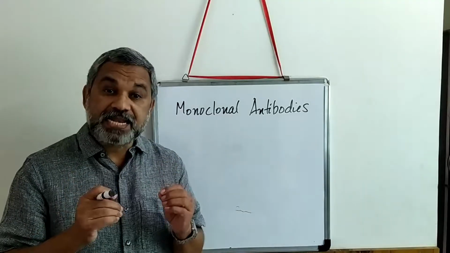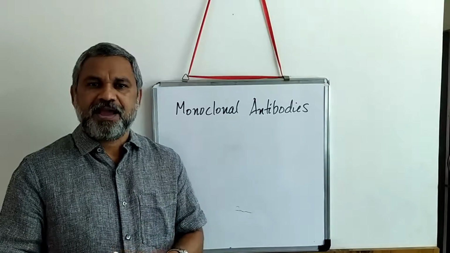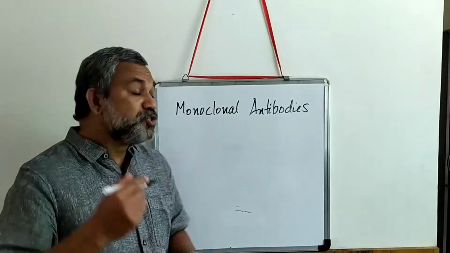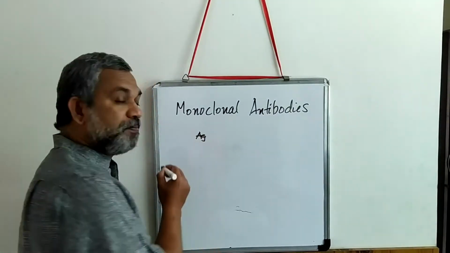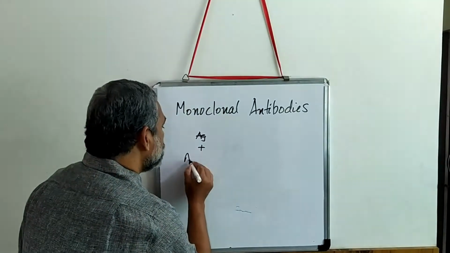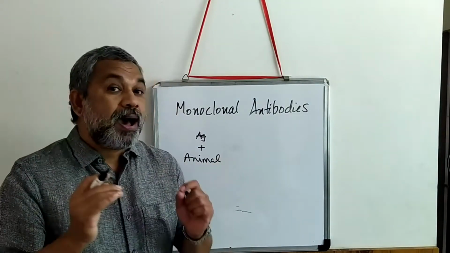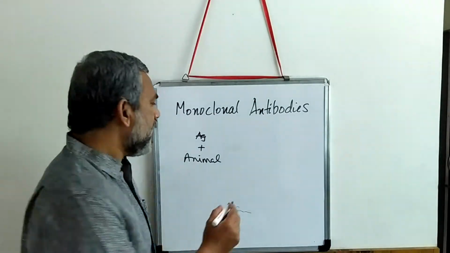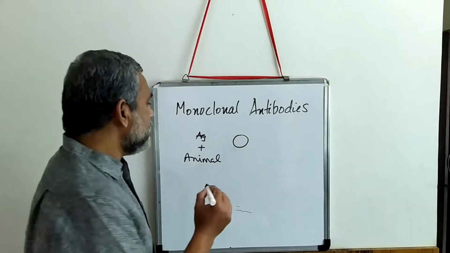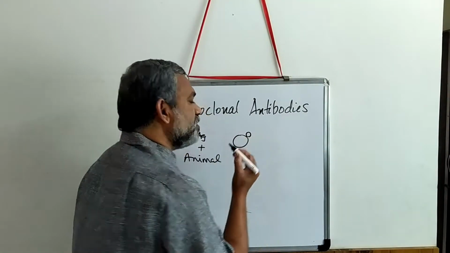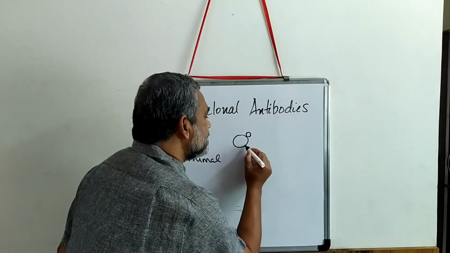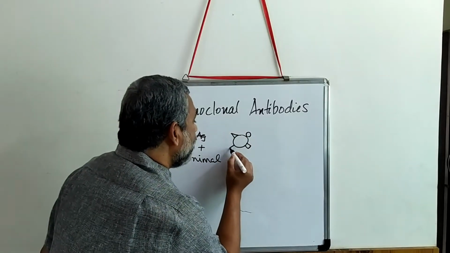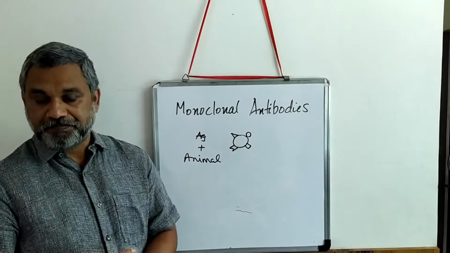We inject an antigen into a particular animal and then we wait for a few days so that antibody is produced. Assume we are injecting an antigen into an animal. Now an antigen will have several antigenic determinants. Assume this is the antigen, and it has one antigenic determinant like this, another in this manner, another this way, and a fourth in this manner.